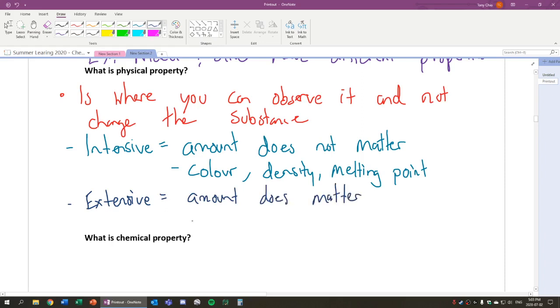So for example, volume. If you have a lot or a little, it'll take up different amounts of space. The mass of it, because if you have a lot, the mass will change. So of course there are many different types of properties, but these are examples of some of the physical properties.